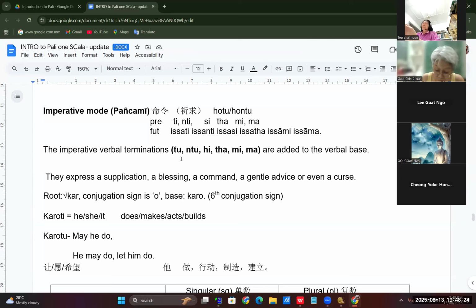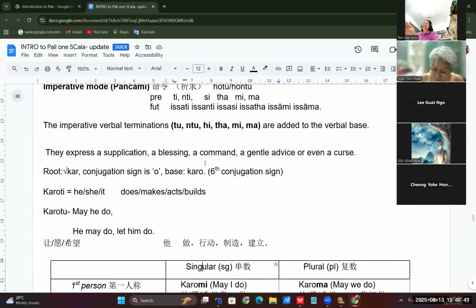Now we come to practice. Tu, antu, hi, tha, mi, ma. Right? So make sure by tomorrow you can all recite tu, antu, hi, tha, mi, ma. If you find it difficult, write it on a piece of paper and paste it in your toilet. I'm sure you spend more than five minutes sitting in the toilet, right?